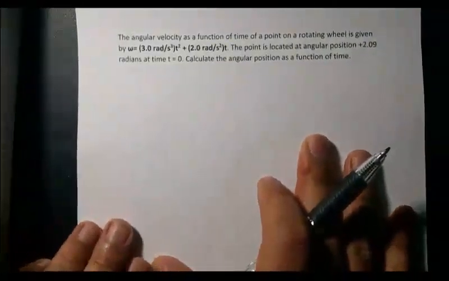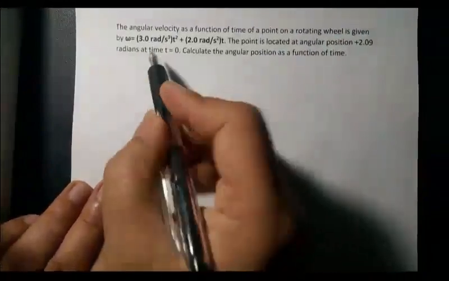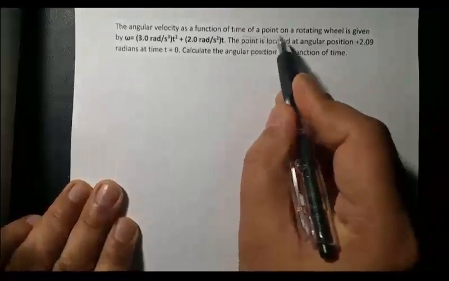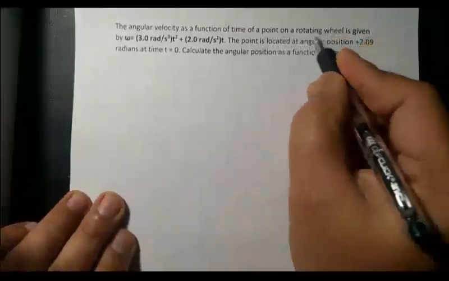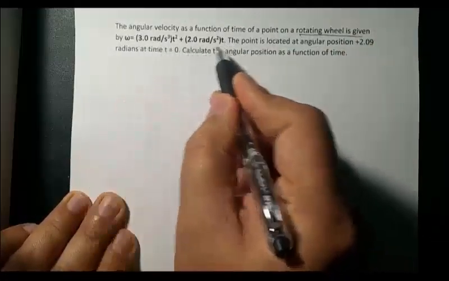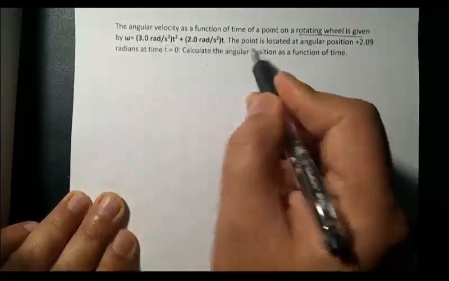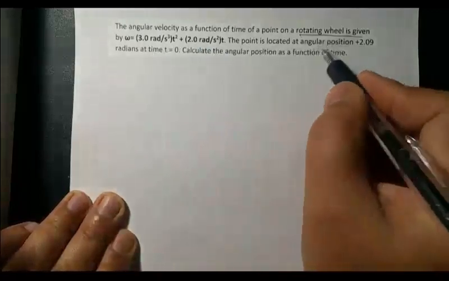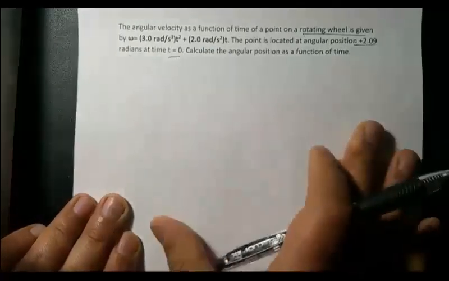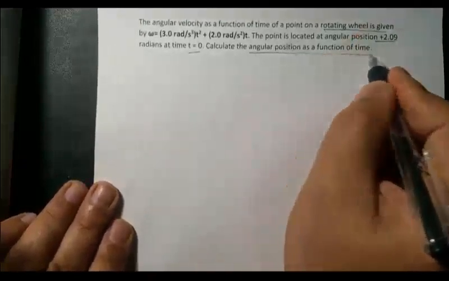It's something like that. The angular velocity as a function of time of a particular point on a rotating wheel is given by this equation. That's the angular velocity as a function of time. The point is located at angular position plus 2.09 radians at t equals 0. So calculate the angular position as a function of time.